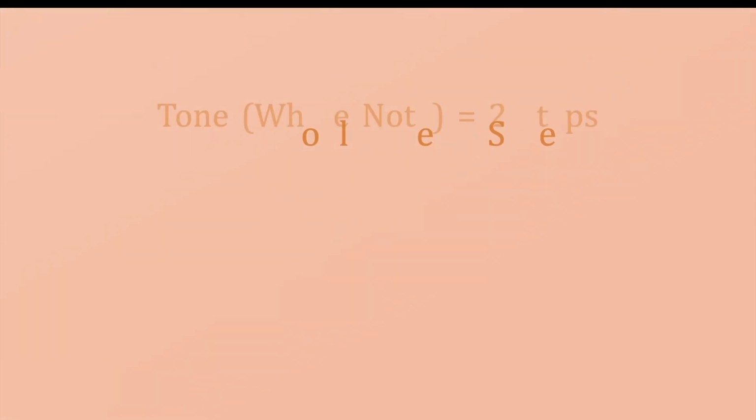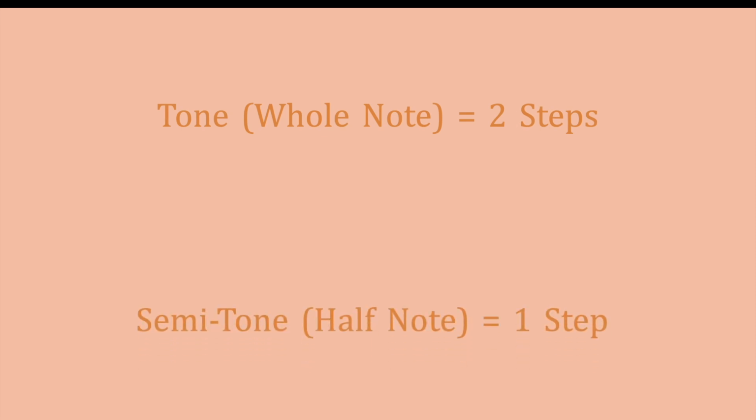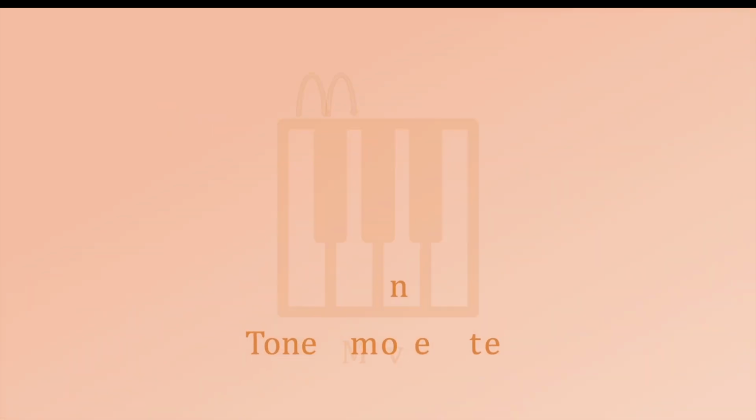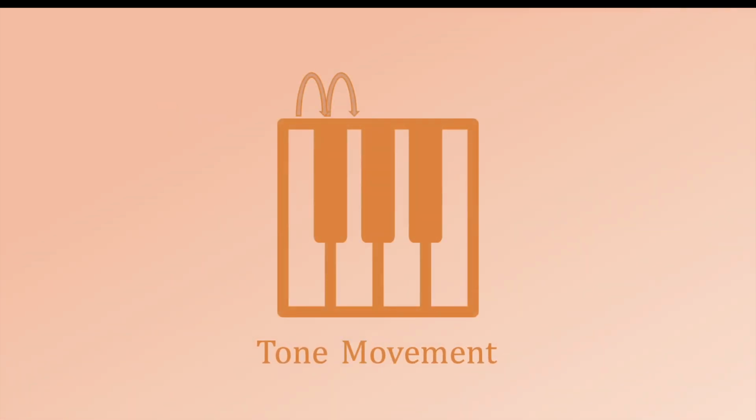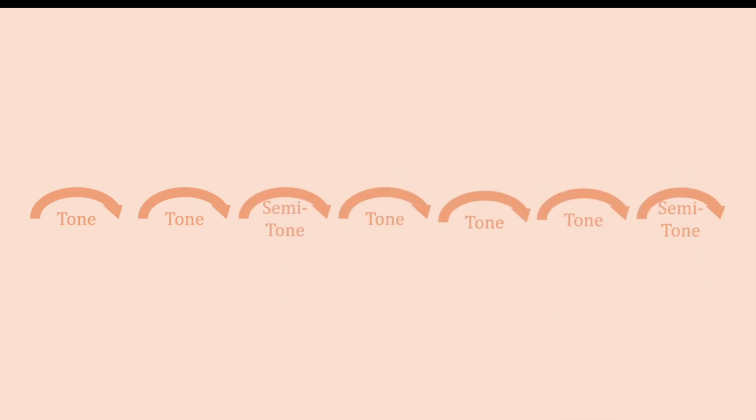A tone is a 2-step movement, including the black notes. A semitone is a 1-step movement. Here is a diagram of a semitone and a tone movement. To create any major scale, the movement is tone, tone, semitone, tone, tone, tone, semitone.